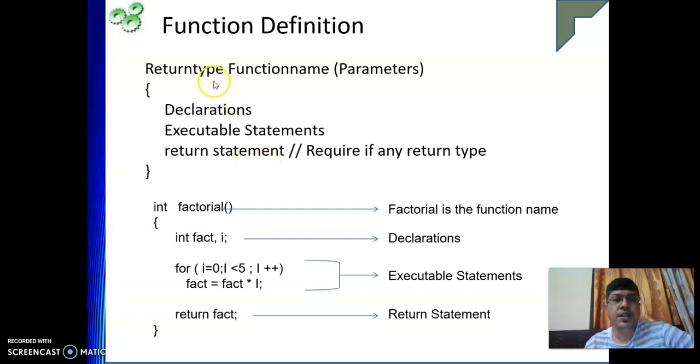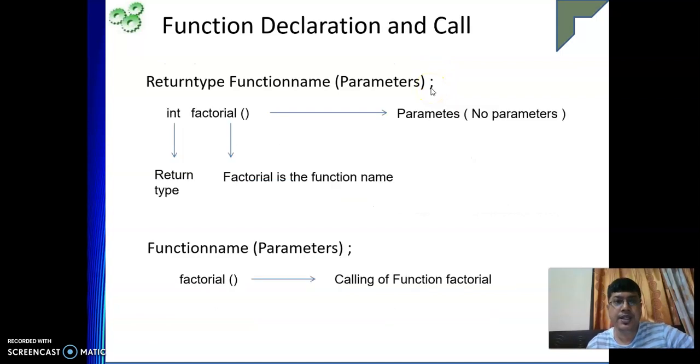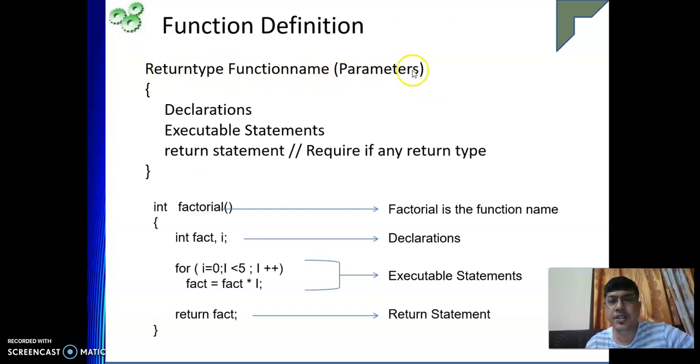Now it comes to the function definition itself. We have the return type, function name and parameters. This is the same as the declaration, only you don't have the semicolon at the end. If you look back, the declaration is followed by a semicolon, but the first line in the definition has no semicolon. Inside this we have the declarations, the executable statements, and a return statement required if there is any return type. We may have a function without a return type, and then we don't require the return statement.